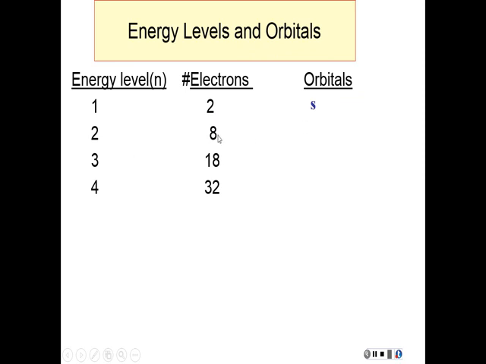Now the second energy level, with 8 electrons, we need 4 pairs. We're going to designate that as an S and then 3 Ps. Now to distinguish between the S on the first level and the second level, we'll put a number in front. So in other words, this first one is called the 1s because it's the S on the first energy level. And this one is called the 2s. Just like these p orbitals would be called 2p.